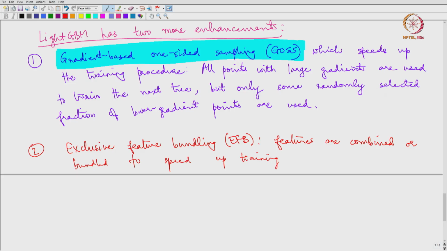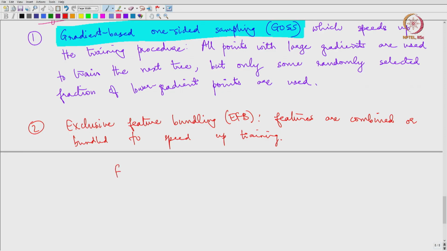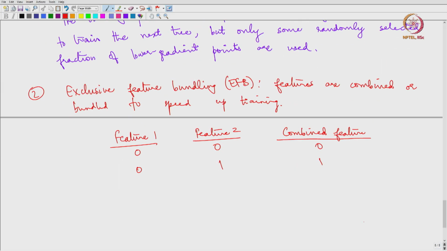Okay. So, what happens is that let us say that there are two features, okay, and then what LightGBM does is it comes up with a combined feature. Okay. So, if both of these are 0, the combined feature is 0, and if one of these features is non-zero, that particular value is taken in the combined feature. Okay. So, this can be done if the features are exclusive, right.